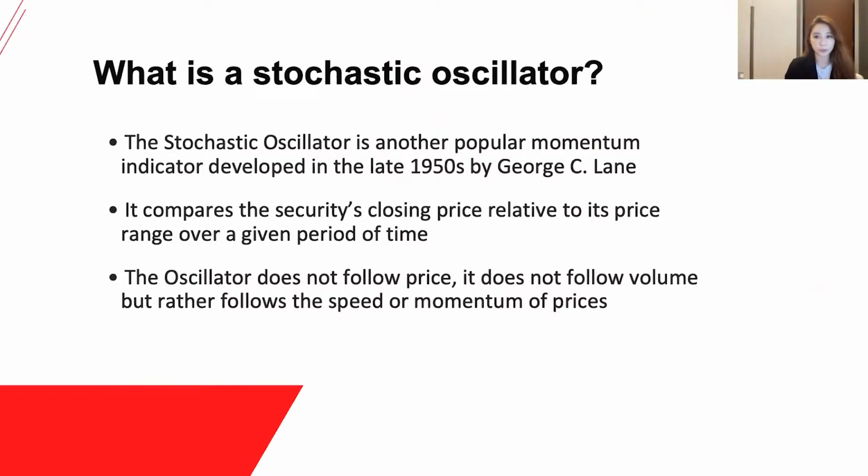So what exactly is a stochastic oscillator? Some of the background of the stochastic oscillator is that it's a popular momentum indicator developed in the late 1950s by George Lane. We are also looking at it as comparing the security's closing price relative to its price range over a period of time. Sounds relatively close to a moving average, but slightly different. The oscillator does not follow the price and it does not follow the volume, but rather follows the speed or the momentum of the price.